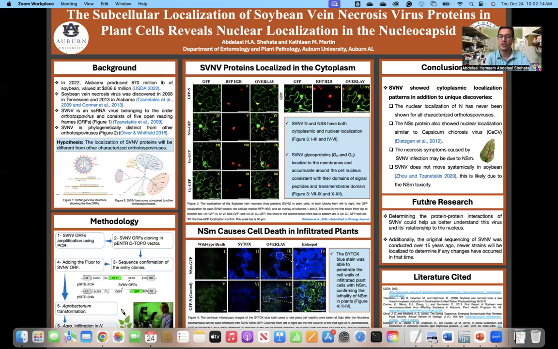For future research, we actually want to determine the protein-protein interactions using the BiFC technique to help us understand why the virus has nuclear localization for its N and for its NSS. And also we have sequenced the virus from Alabama, and we found a lot of mutations in the virus compared to the one that was localized. And we are also interested in localizing these mutated sequences to see if the mutations in their sequence have impacted the localization or not.